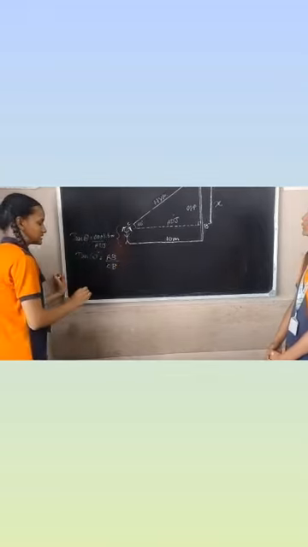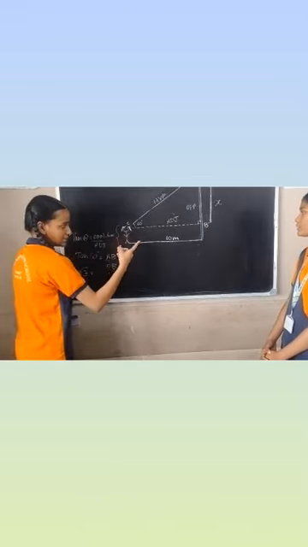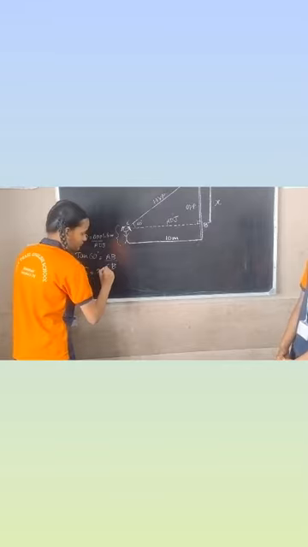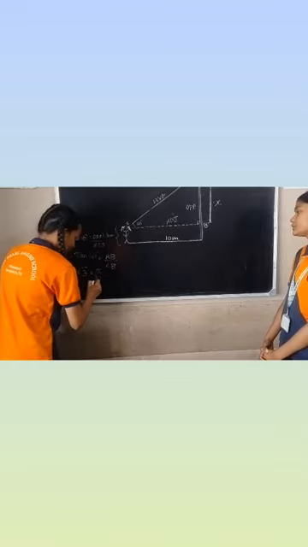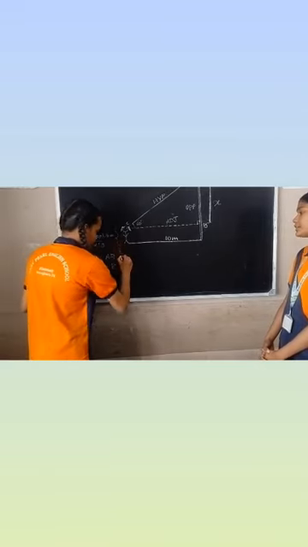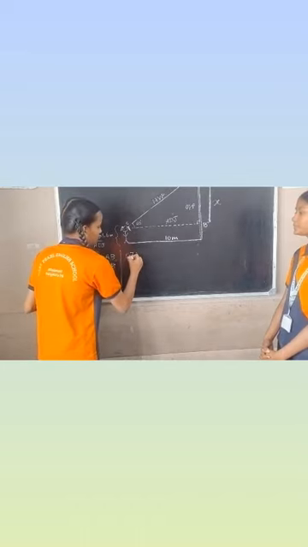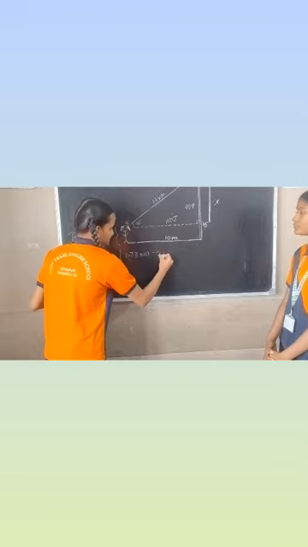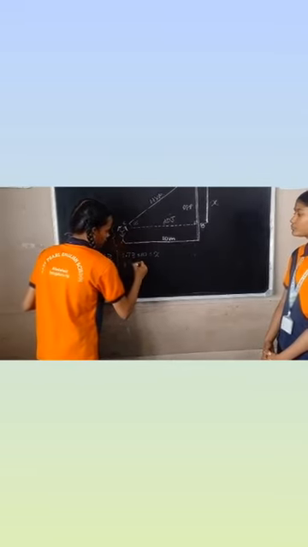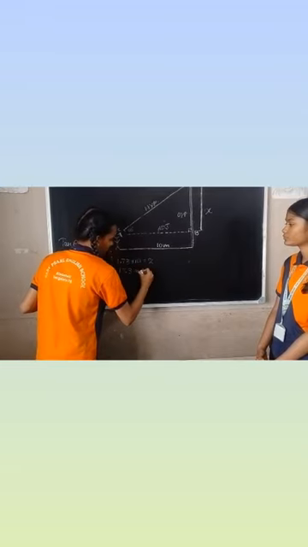The value of tan 60 degree is root 3. AB we considered as x, so I am going to write x here, and this is 10 meters away, so I am going to write 10. When we cross multiply, we get the value of root 3, which is 1.73, multiplied by 10 is equals to x. So we get 17.3 meters as AB height.